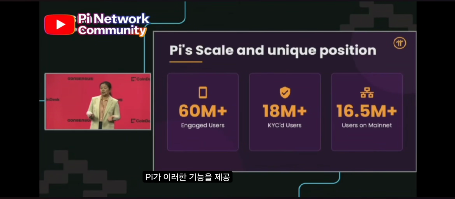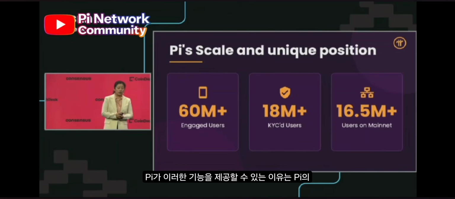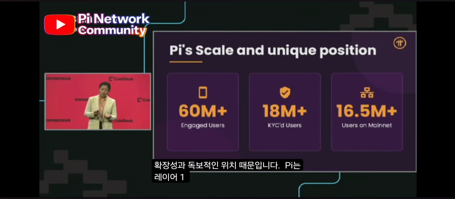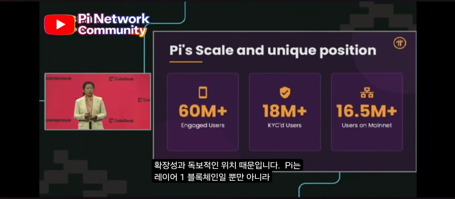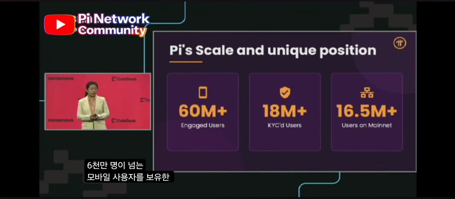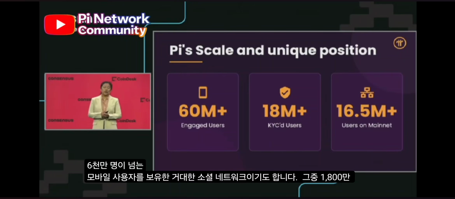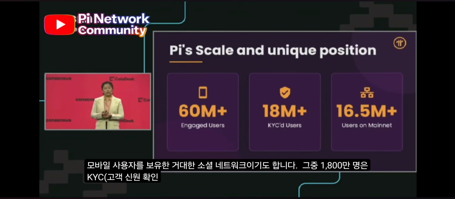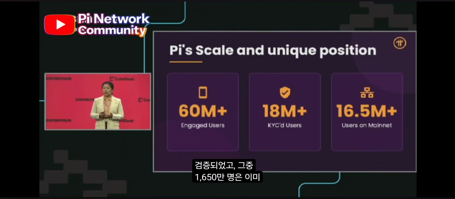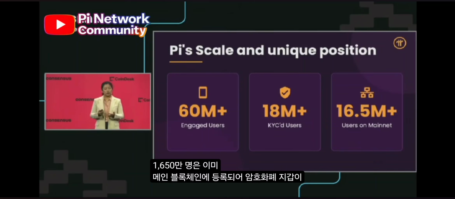Why can Pi provide this? It's because of Pi's scale and unique position. Pi, not only being a layer 1 blockchain, is also a large social network of over 16 million mobile engaged users. Out of them, 18 million are KYC, meaning their identity has been verified. And out of those, 16.5 million are already on the mainnet blockchain with the crypto wallet enabled.